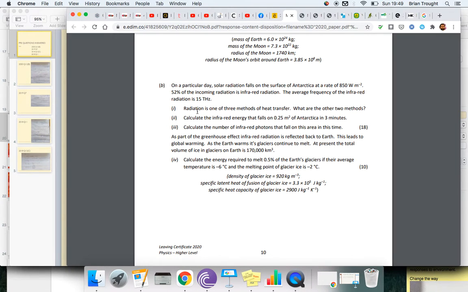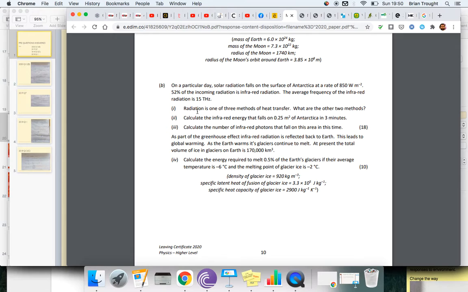So we'll start with 2020 12B. So this is the one. On a particular day, solar radiation falls on the surface at a rate of 850 watts per meter squared. That means 850 joules are shining on 1 meter squared every second. The next sentence says 52% of that is infrared radiation. So if we got 0.52 of the 850, that would tell me how much infrared radiation is shining per second on 1 meter squared of Antarctica.